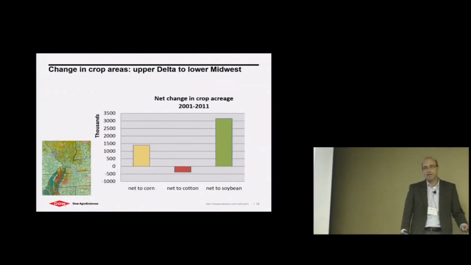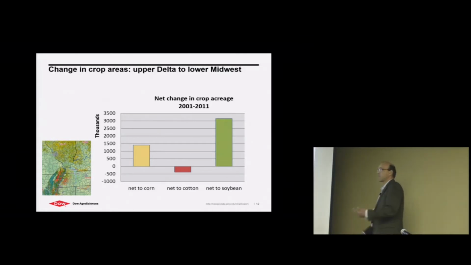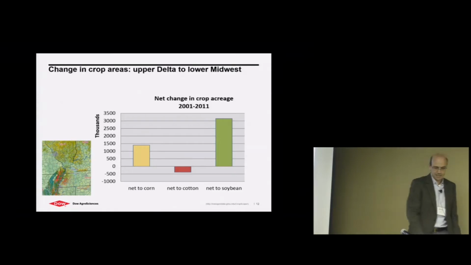And over that same time period, there's been a shift in the relative amounts of cotton, soybean, and corn in the landscape. Cotton production has declined over the last 10 years. Soybean has increased, and corn has increased. But again, our models are assuming that these things are all static.